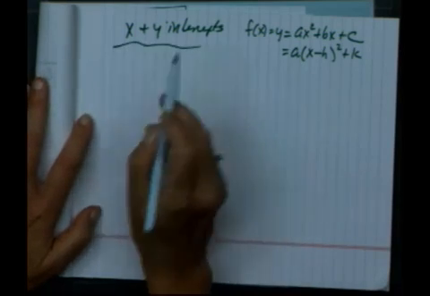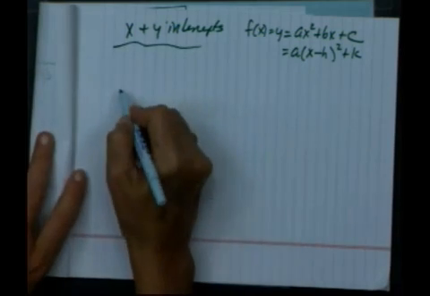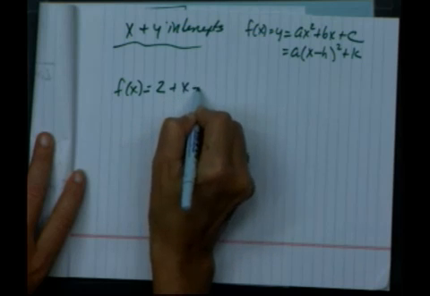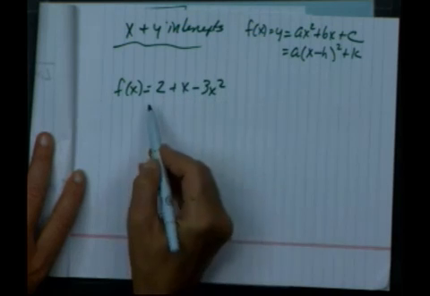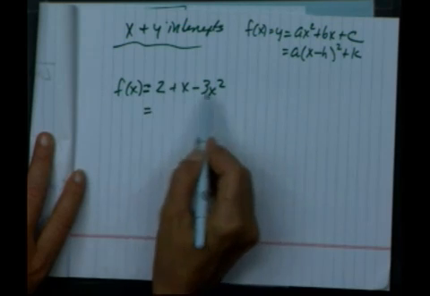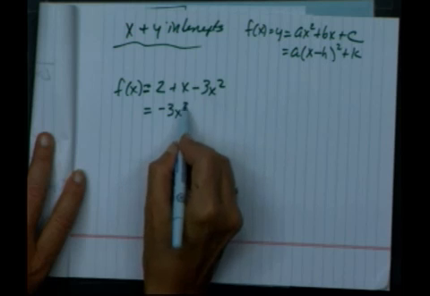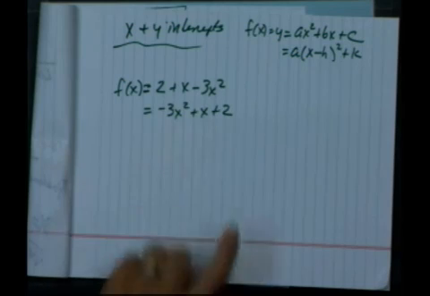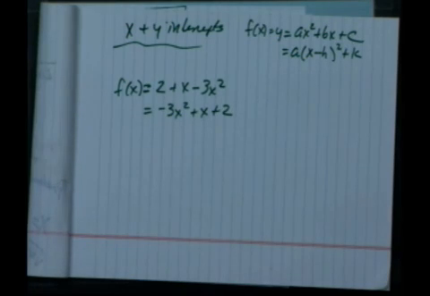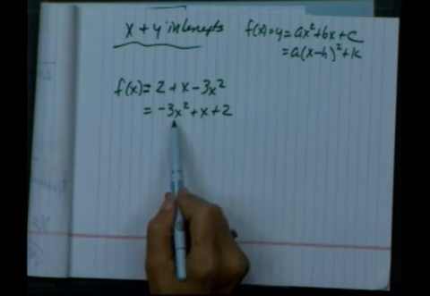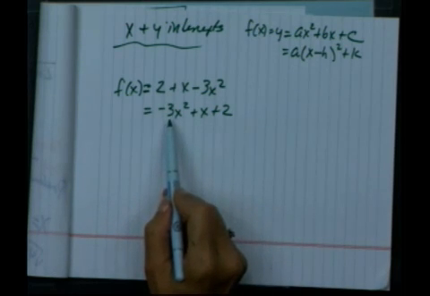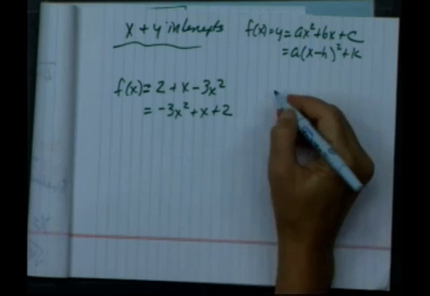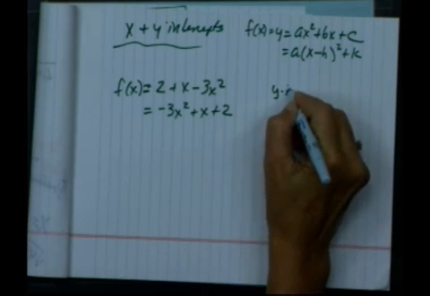But we're working on x and y intercepts, so I'm picking a problem like f of x equals 2 plus x minus 3x squared. You might want to write this in descending powers of x, so your exponents decrease instead of increase. By the way, what is this the graph of? A parabola. How does it open? Downward. All right, let's go with the easy one first, the y-intercept.